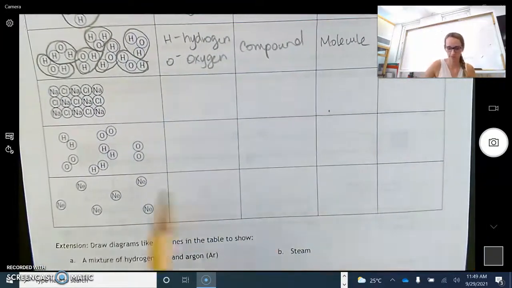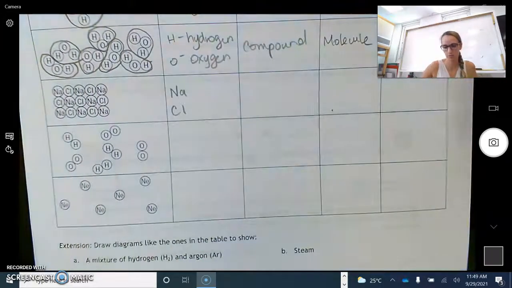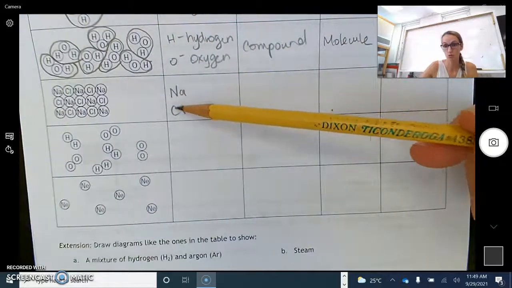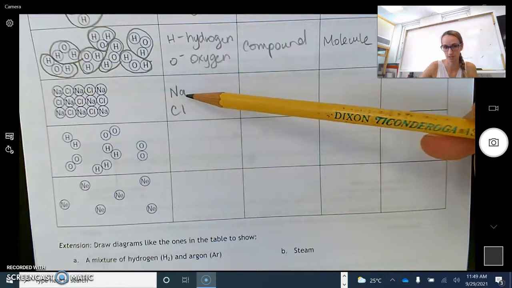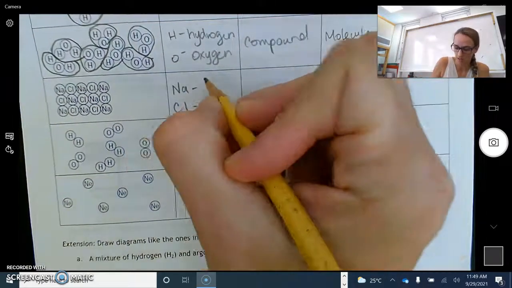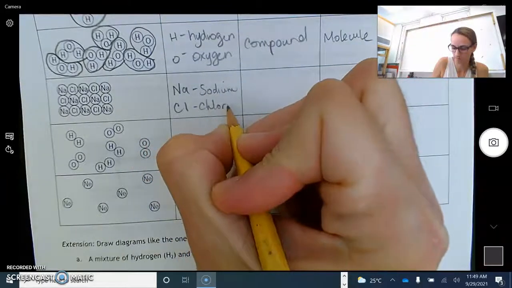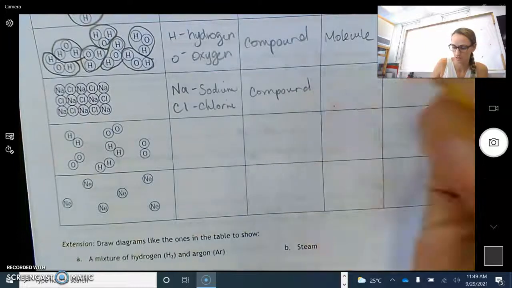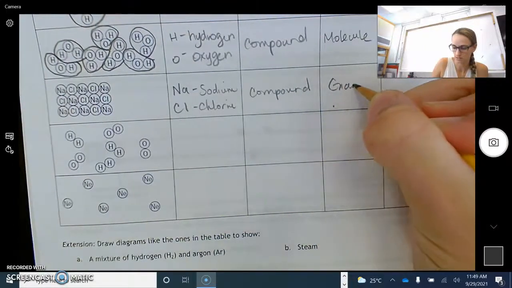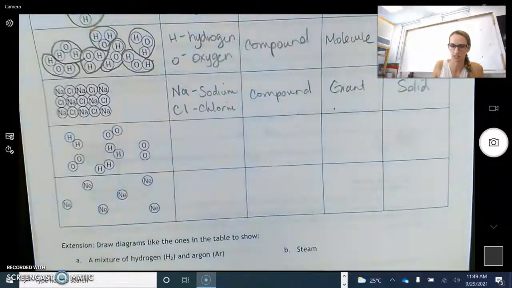Almost done, 3 to go. This one has Na and Cl. Please be careful with symbols. When there are 2 letters, the second one has to be lowercase. So capital N, lowercase a. And these are sodium and chlorine. They're bonded, so it's a compound. This is giant, and it's a solid. It's exactly like the one that was carbon at the top of the page. Nice, neat rows, all connected.